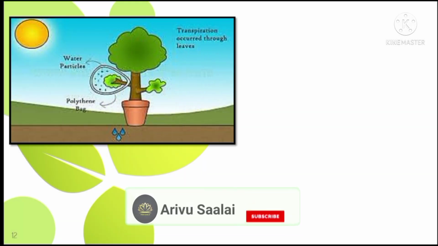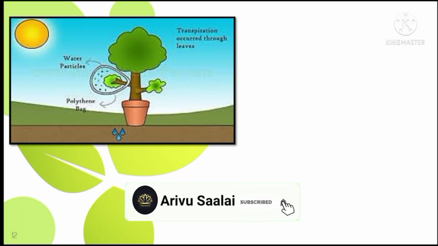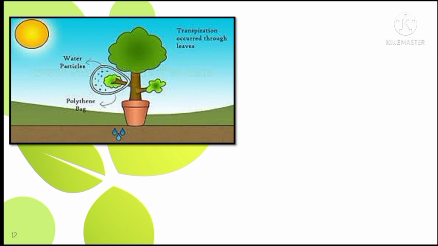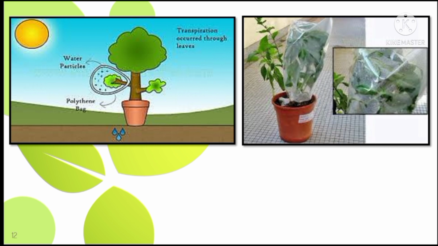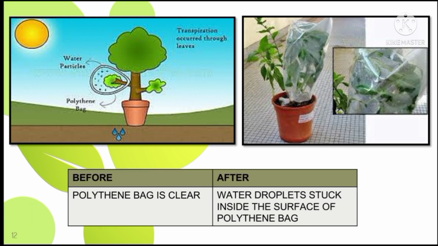Take a polythene bag and cover a branch of a potted plant and keep it under the sun for some 4 to 6 hours. What will you observe after 4 to 6 hours? We will observe that before placing it under the sun, the polythene bag was clear. But after the potted plant was kept for 4 to 6 hours, water droplets stuck to the inside surface of the polythene bag. Hence we can conclude that even plants do sweat like us.